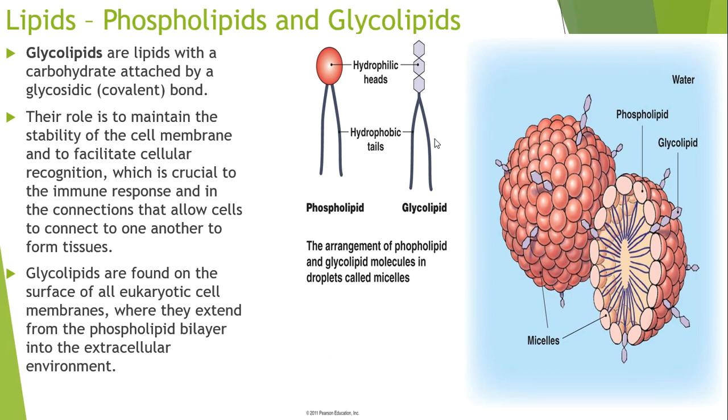Glycolipids are also lipids, with a carbohydrate attached by a glycosidic covalent bond. You'll find a lot of these in the phospholipid bilayer as well, and their role is generally to maintain the stability of the cell membrane and facilitate cellular recognition, which we'll talk about a little later, and which is another function of peripheral proteins. Like I said, they're found on the surface of most eukaryotic cell membranes, where they extend from the phospholipid bilayer into the intracellular membrane. I'll highlight that more when we get to the phospholipid bilayer in the organelle section.